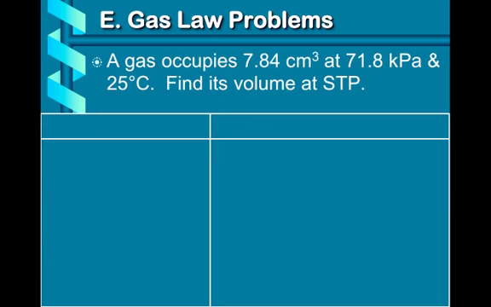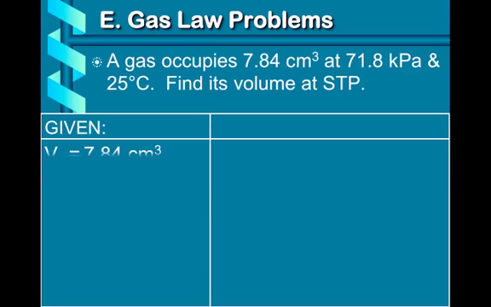Now, one last problem. I want to work with the combined gas law. The problem reads, a gas occupies 784 cubic centimeters at 71.8 kilopascals and 25 degrees Celsius. Find its volume at STP. We need to remember what STP is. Remember, the temperature value at STP is either 0 degrees Celsius or 273 degrees Kelvin, and our pressure is either going to be 1 atmosphere or 101.325 kilopascals.